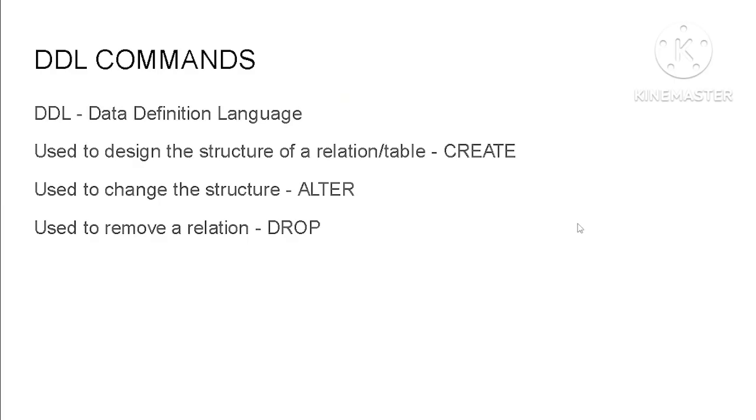In this session, we learnt 3 important commands. They are called DDL commands. What is DDL? Data Definition Language. The use of DDL is to design the structure of a table or a relation, to change the structure of a created relation, and to remove a table or a relation. What are the 3 commands that we learnt? Create, alter, drop. So create, alter, drop are called DDL commands.